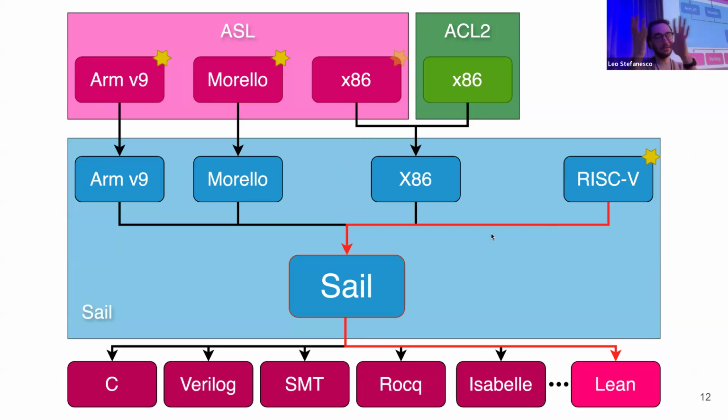And then from Sail, you can translate it into many languages. You can translate to C, for example, if you want to run your model and test that it is correct. To Verilog to do some hardware work, to SMT for automated verification, and to many proof assistants, such as Rocq, Isabelle, and now Lean, which is the backend we've been working on. Our first target is to go from RISC-V through Sail to Lean.